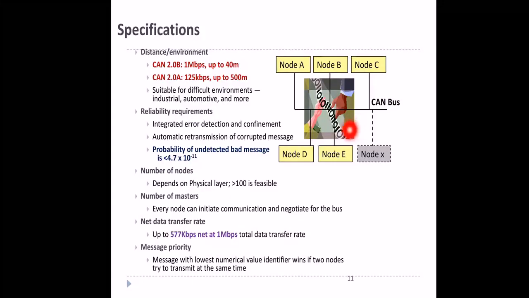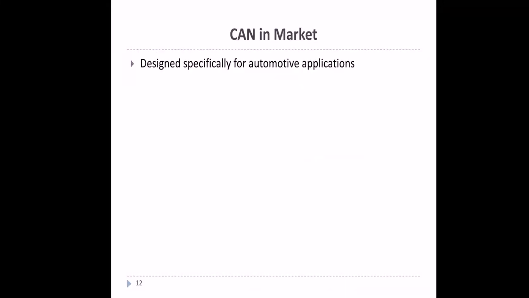See here they have given node A, node B, node C, D, E, and node X. So this is how the CAN protocol works. This is the transmission and reception of data. It will transmit from here to here, depending on the case. So this is the structure, and we'll see more in the upcoming slides.